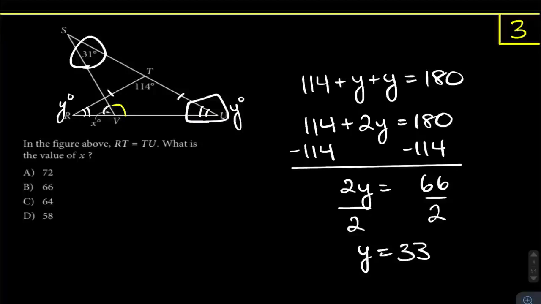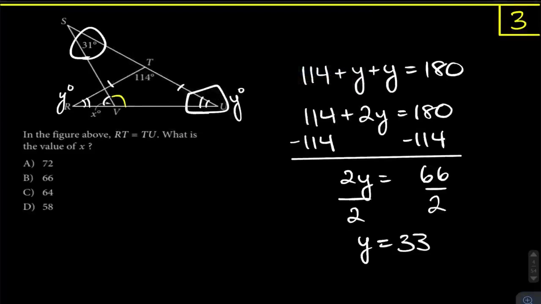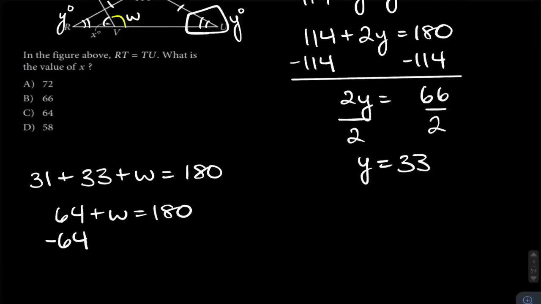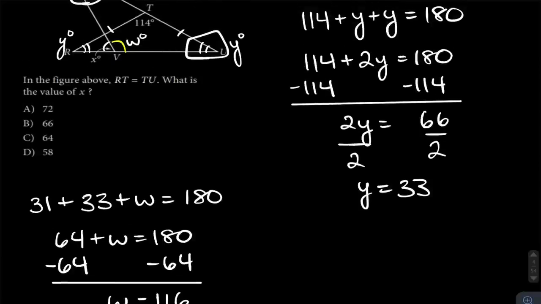So let's go do that. It's going to be two steps, so it's going to take a little bit, but we're going to get it done. We know that 31 plus y, which is 33, plus this yellow angle, which I'll call w, is going to equal 180. Well, 31 plus 33 is 64, plus w is 180. Subtracting 64 on both sides, we get that w is 116. So w is going to be 116.